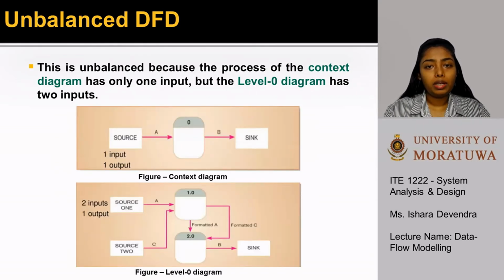How will this data flow diagram be unbalanced? In this figure, you can see the context diagram has one input and one output, input A and output B. The level 0 diagram has two inputs and one output. So we can say this is unbalanced because the process of the context diagram has only one input, but the level 0 diagram has two inputs. So this is why we can say it is an unbalanced data flow diagram.